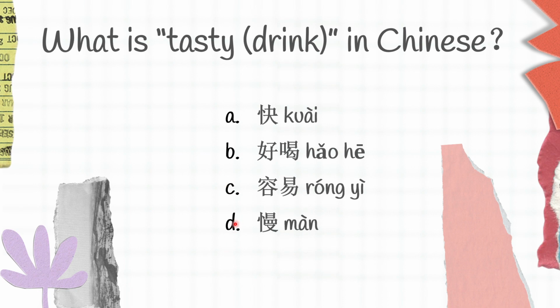So please try to guess, guys. Which one do you think is the right answer here? So 快 is fast, 好喝 is delicious for drink, 容易 is easy, and 慢 is slow. So tasty for drink in Chinese is B, 好喝.